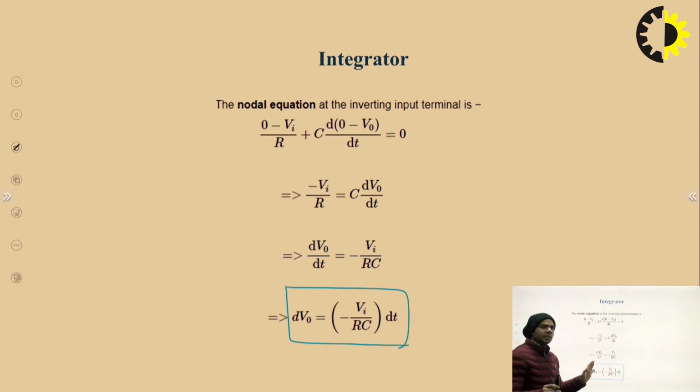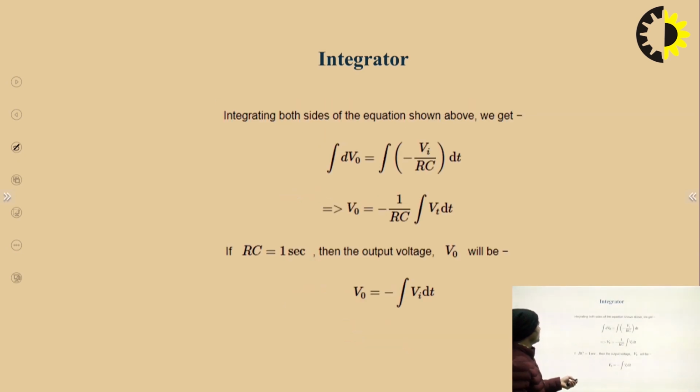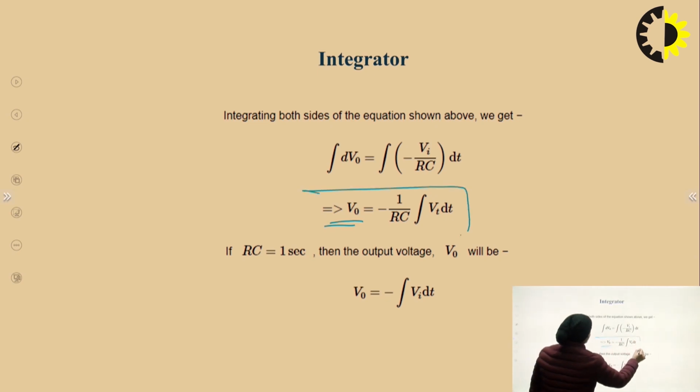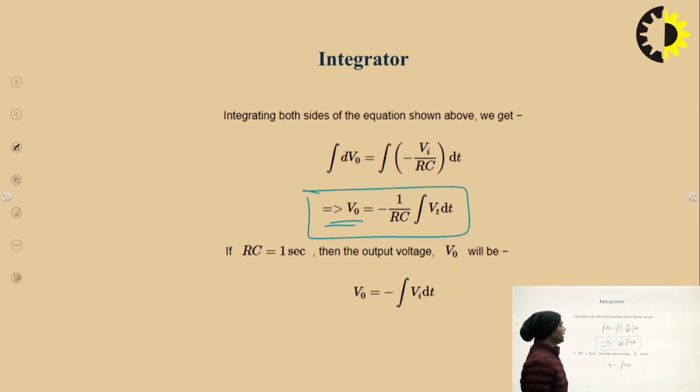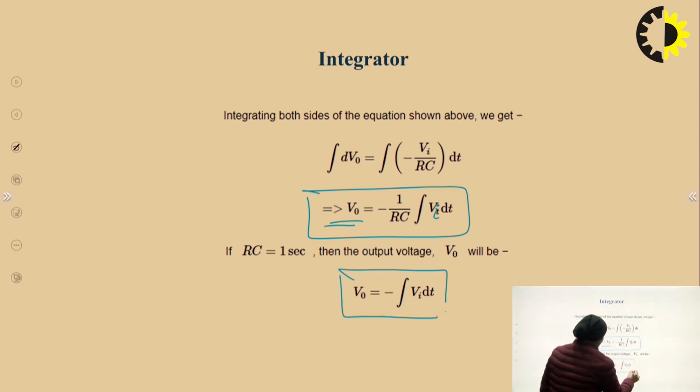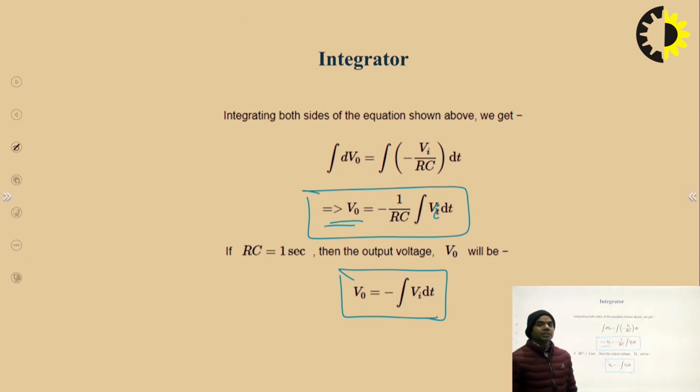So it is very similar to that of a differentiator. The only difference is we have changed the position of resistor and capacitor. Due to that, there is a difference in the final output. If we integrate both sides, left hand and right hand side, then we get output Vout is equal to minus 1 upon RC integration of VI dt. If you consider RC is equal to 1 second, then you will get V0 is equal to minus integration of VI dt.